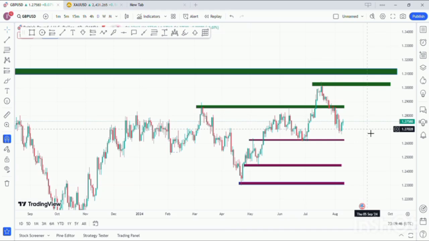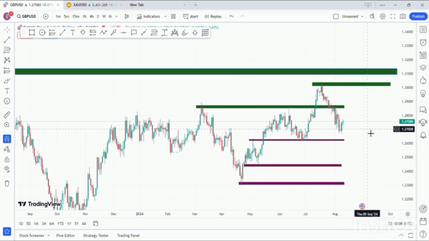Hello guys, welcome back to another episode of our weekly forecast with Chinex FX, where we usually do a rundown analysis of two pairs, which are GBPUSD and XAUSD, from the daily time frame down to the 1 hour time frame, so as to get a clearer picture of what we should be expecting for the coming week.